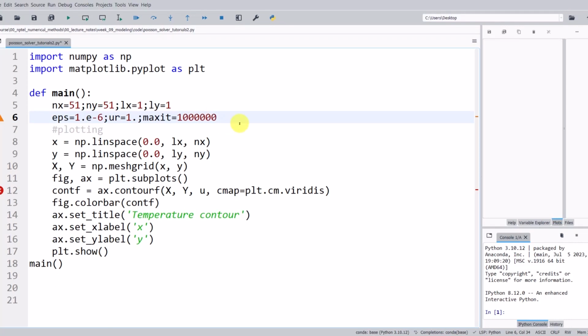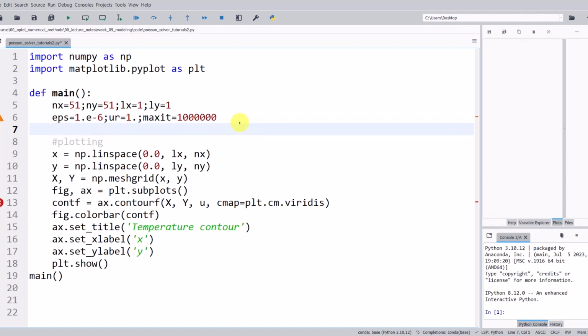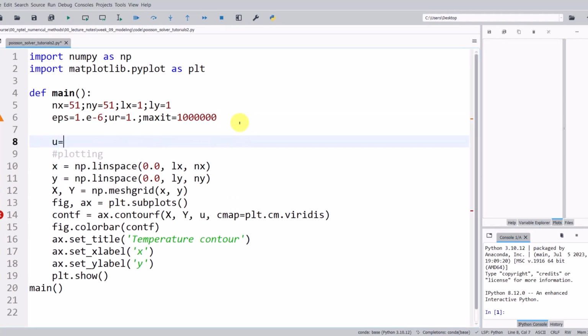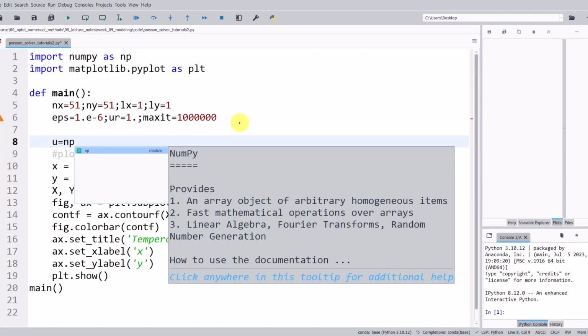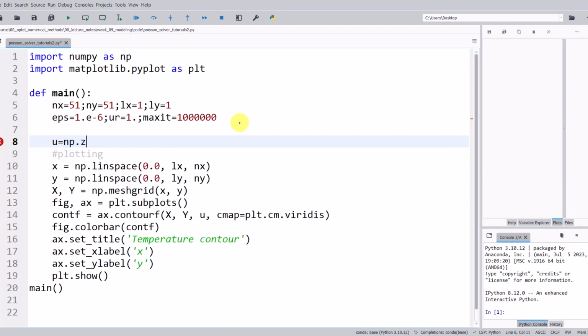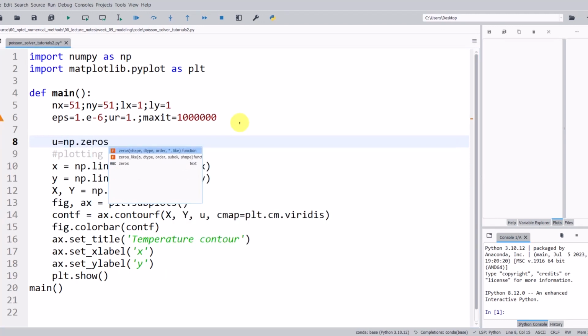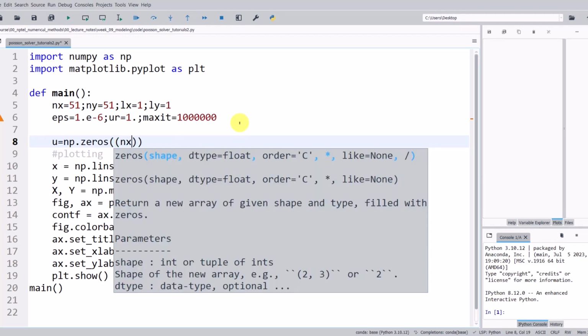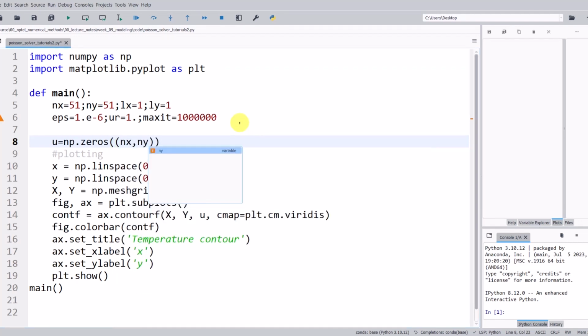So now the numbers are given. We are starting for the real thing. Our unknown u is np.zeros of nx, ny. This will be our array that spans through the entire domain, nx by ny. It is defined over all points.